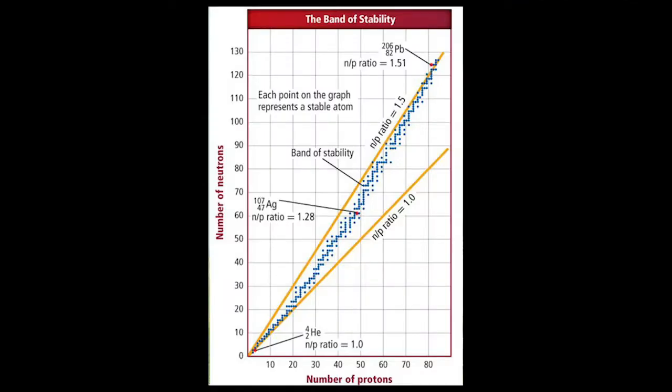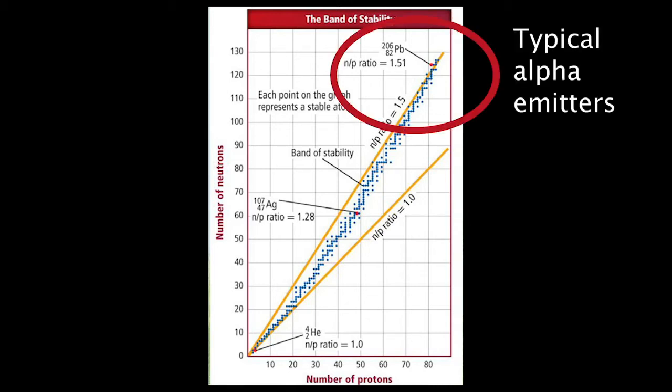Alpha radiation tends to occur with the heavier elements and as the neutron-proton ratio increases on the periodic table. Heavier elements will emit heavier radiation quite regularly. Keep in mind, alpha radiation is heavy ionizing radiation, so it will do damage to your cells.